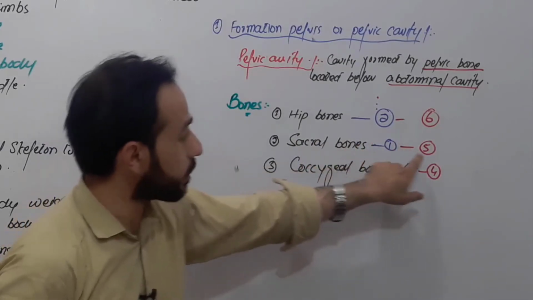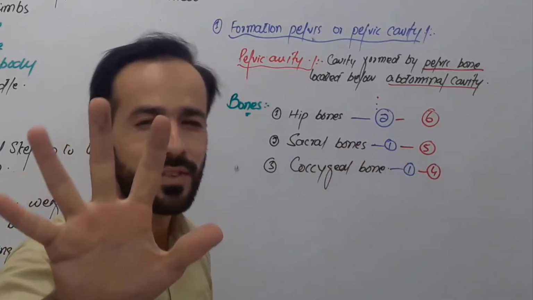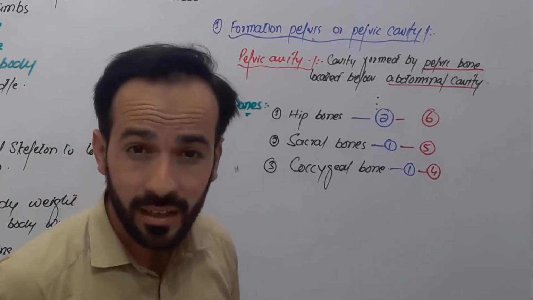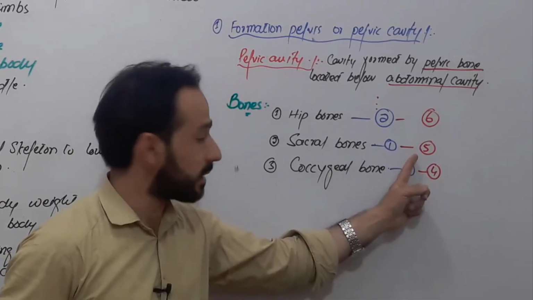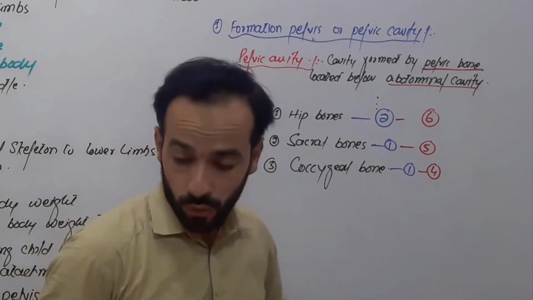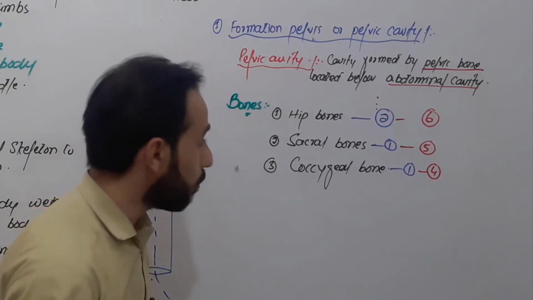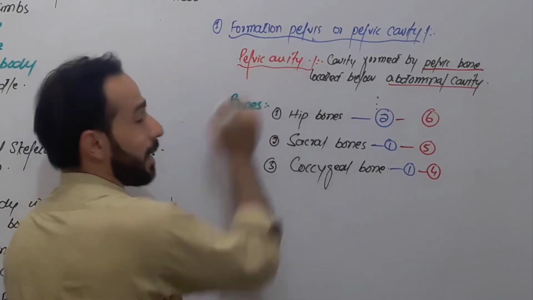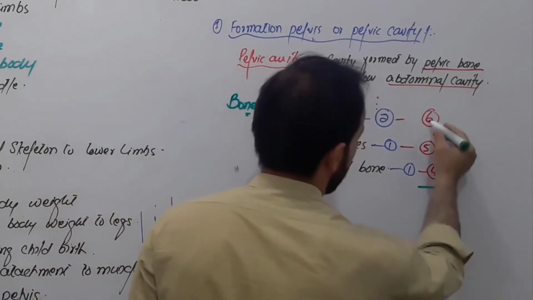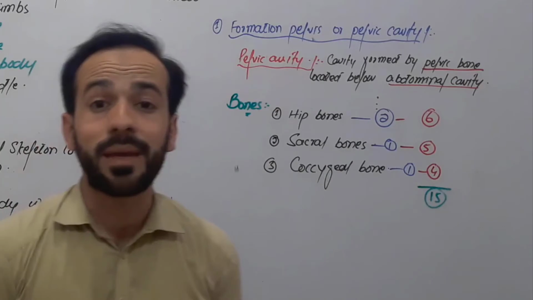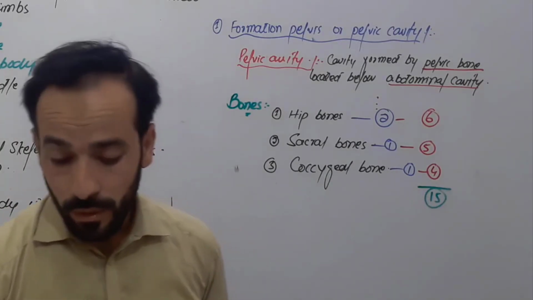And sacral vertebrae, there were 5 sacral vertebrae, but they are fused together and they make 1 bone, that is called the sacral bone. So if we say that there are 5 sacral vertebrae and then there are 4 coccygeal vertebrae, right? So how many total bones will unite to form the pelvis of your body? That is about 15 bones that are responsible for making the pelvis of your body.